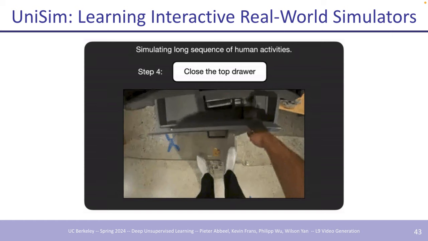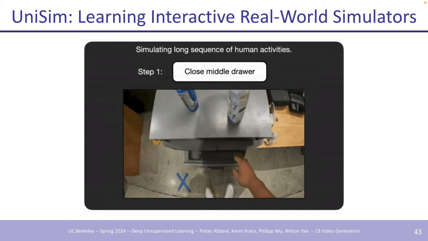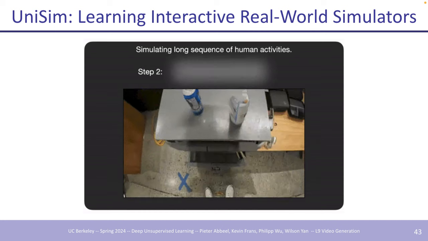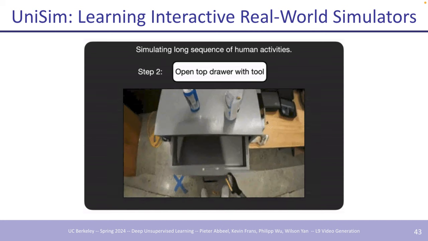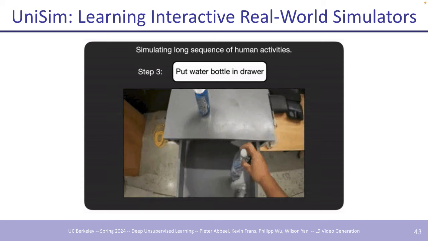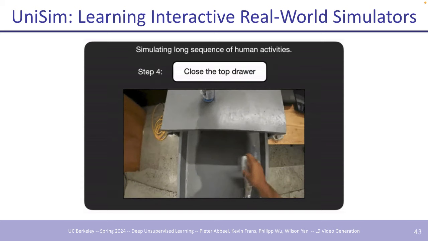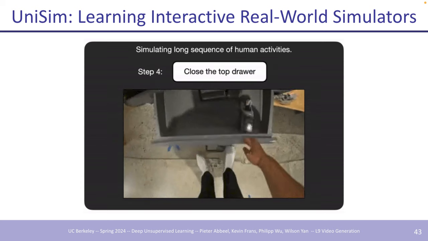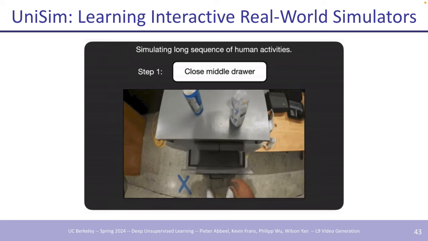This was another example of how you can condition different actions. You can close the middle drawer. So this is all generated video, just conditioned on different successive text prompts. You can open the drawer, grab the water bottle, stuff like that. So it's some sort of physical interaction through the text.